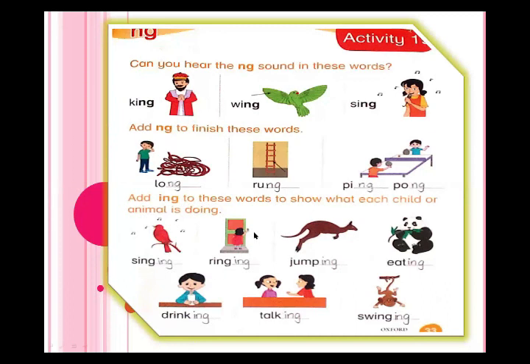You have to put ing in each word. Ring, ing, ringing. Jumping, eating, drinking, talking, and swinging. Here the monkey is swinging. So in all words you have to add ing. Now come here.